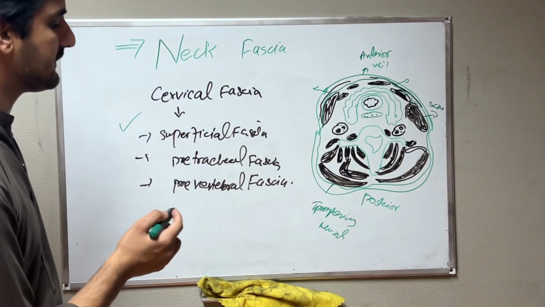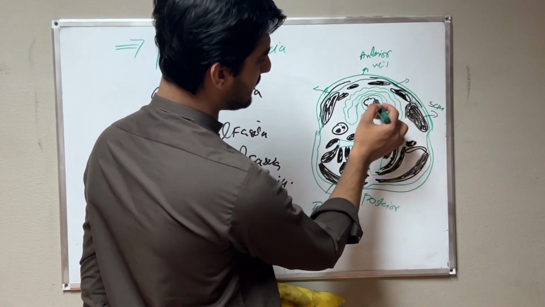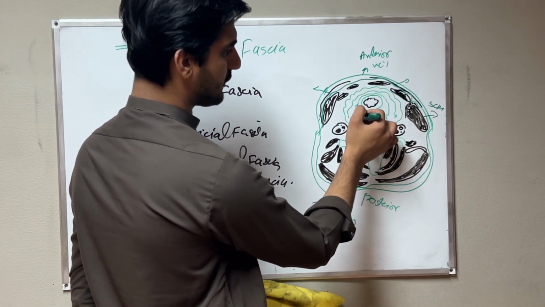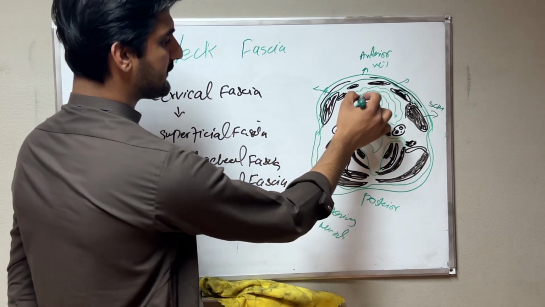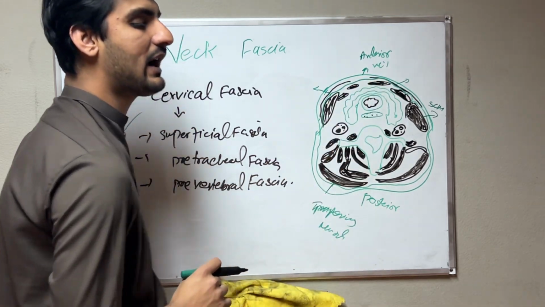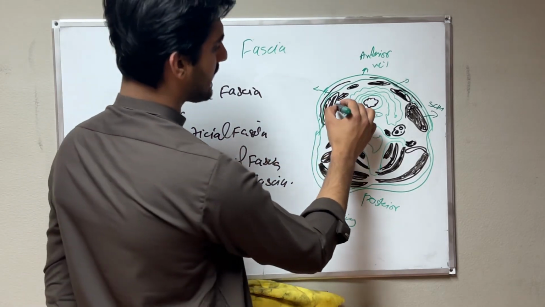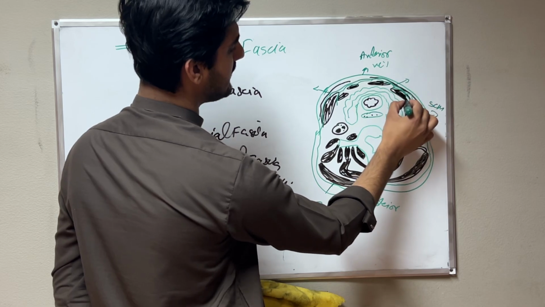Now the second fascia, the pretracheal fascia. In front of the trachea we have the thyroid gland. In front of the thyroid gland we have the infrahyoid muscle. It means the pretracheal fascia covers the infrahyoid muscle in front.